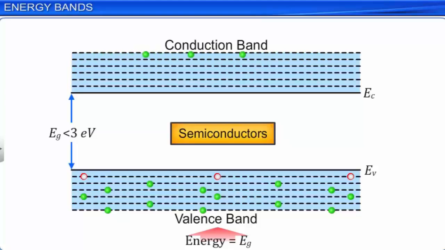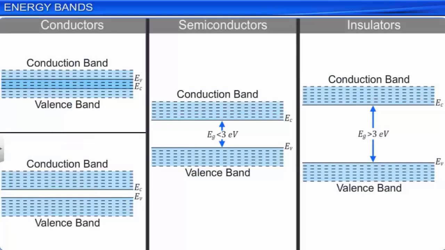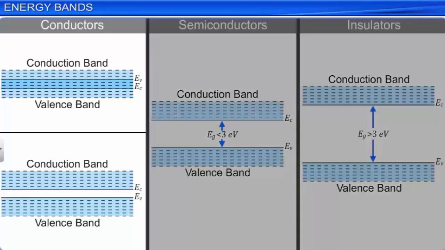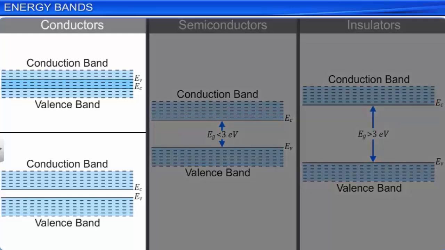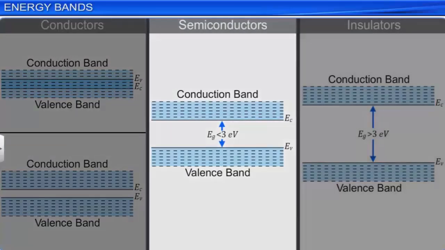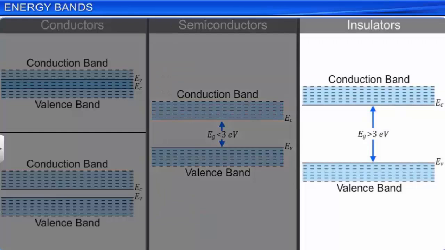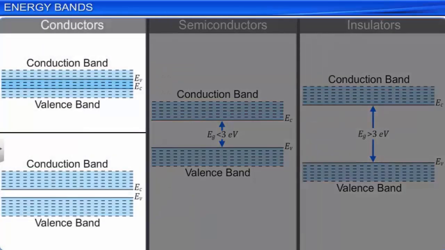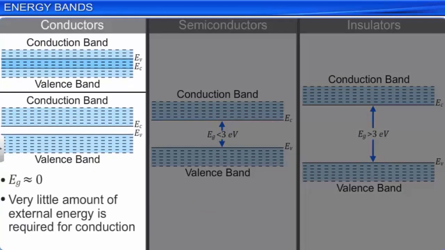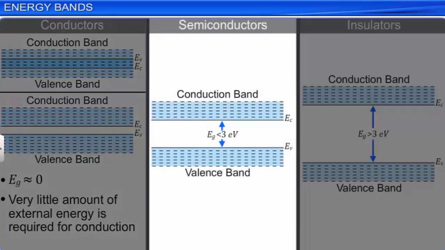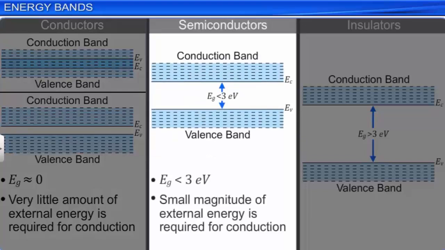Thus, we see that on the basis of energy bands, materials can be classified as conductors, semiconductors, and insulators. Conductors have a very small or nearly zero band gap, semiconductors have a finite and small band gap of less than 3 electron volt, and insulators have a band gap of greater than 3 electron volt.